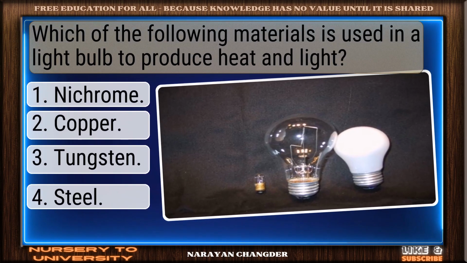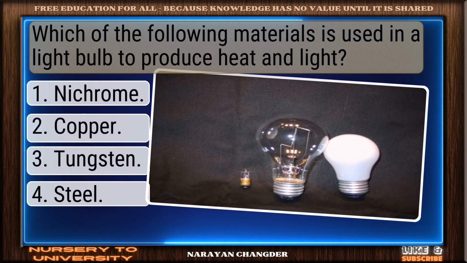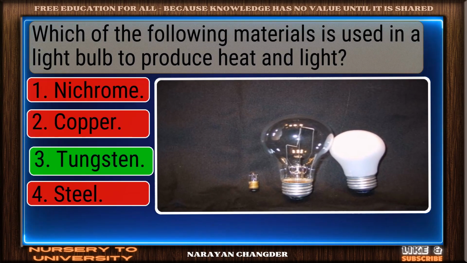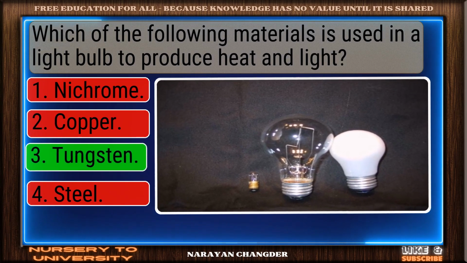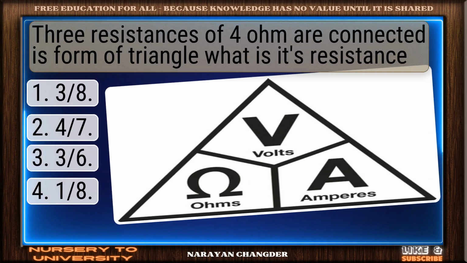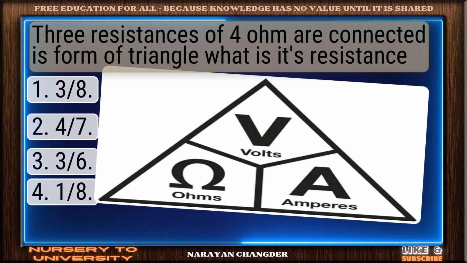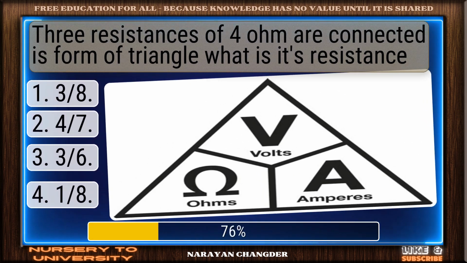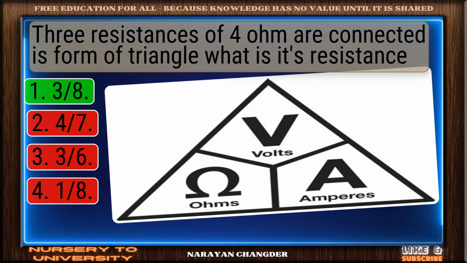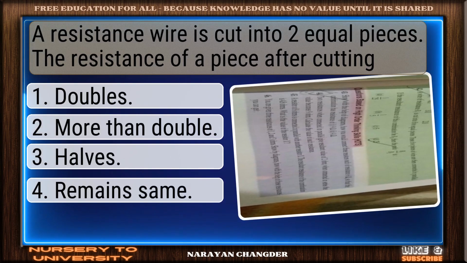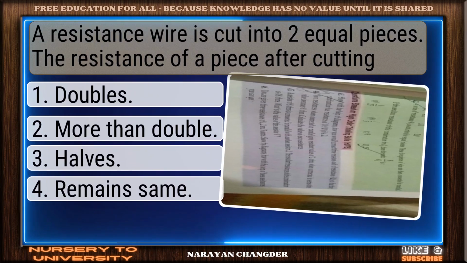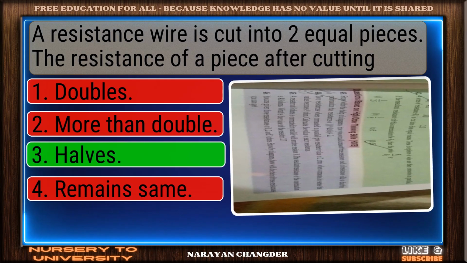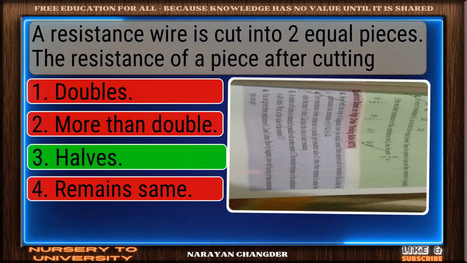Which of the following materials is used in a light bulb to produce heat and light? You chose tungsten. Correct. 3 resistances of 4 ohm are connected as form of triangle. What is its resistance? Valid. 0.38 is true. A resistance wire is cut into 2 equal pieces. The resistance of a piece after cutting. Correct. Halves is spot on.